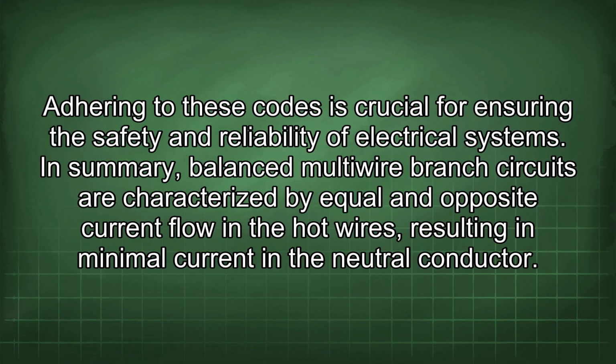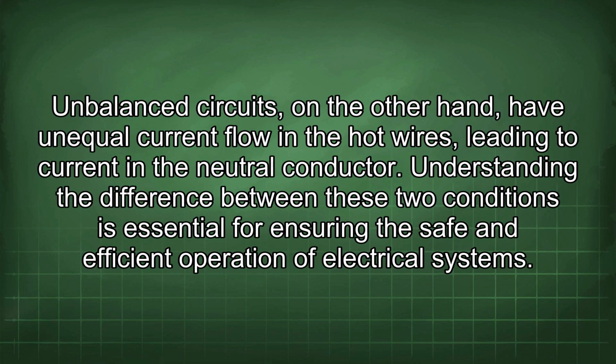In summary, balanced multi-wire branch circuits are characterized by equal and opposite current flow in the hot wires, resulting in minimal current in the neutral conductor. Unbalanced circuits, on the other hand, have an unequal current flow in the hot wires, leading to current in the neutral conductor. Understanding the difference between these two conditions is essential for ensuring the safe and efficient operation of electrical systems.